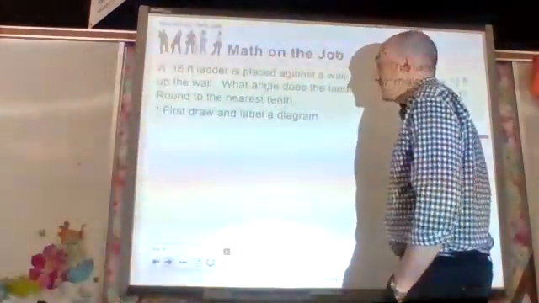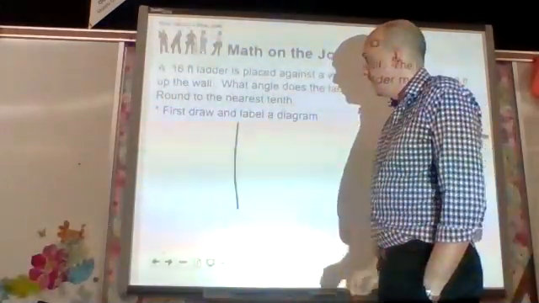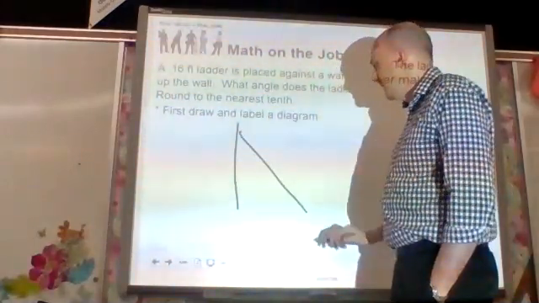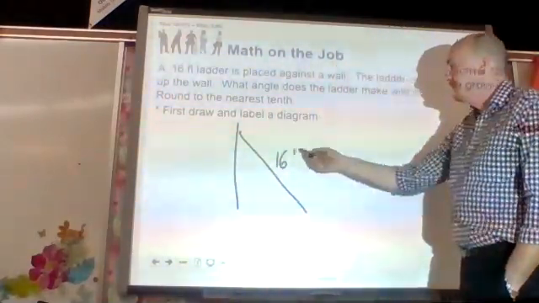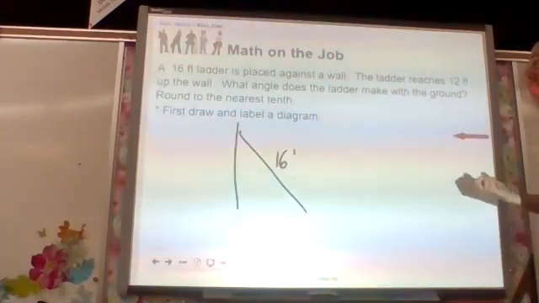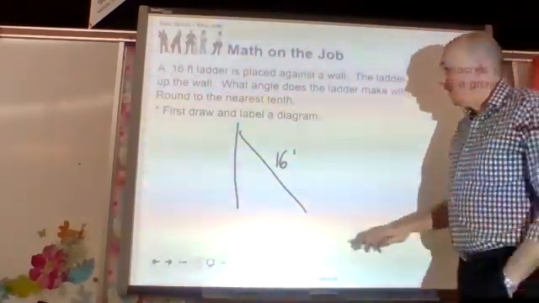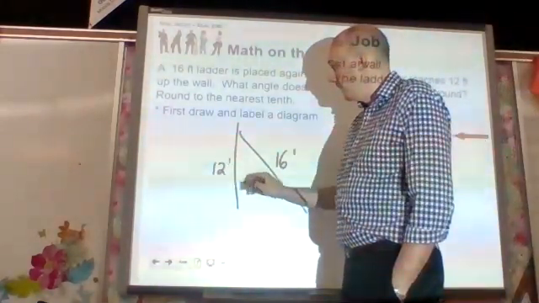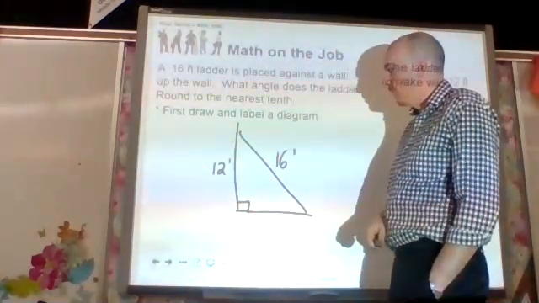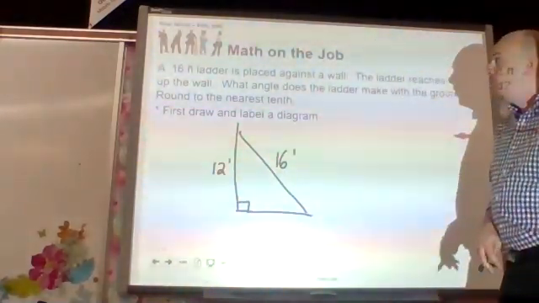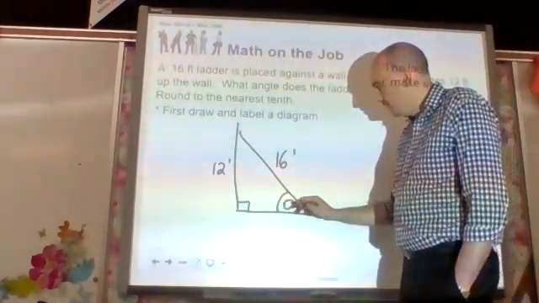Now you've unpaused. Let's draw a diagram. We've got a ladder. We've got a wall. The ladder's leaning against the wall. It's 16 feet long. The ladder reaches 12 feet up the wall. The ground makes the right angle with the wall. What angle does the ladder make with the ground? This is the angle I'm trying to solve for.